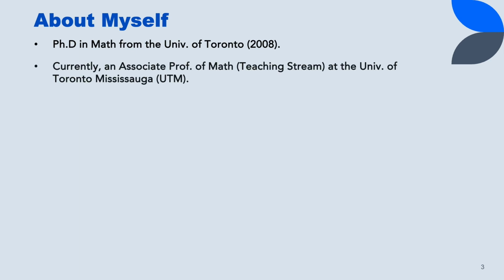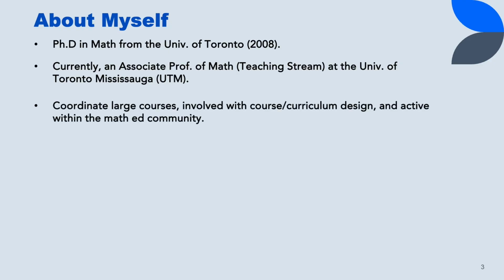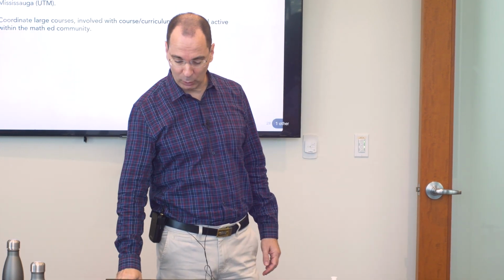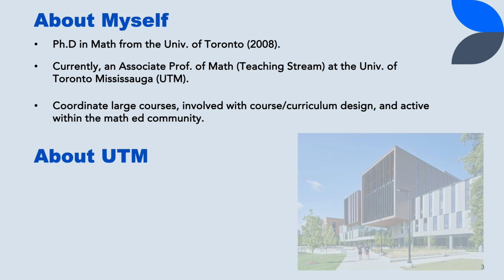So again, I'm going to start with a little bit about myself. I completed my PhD in mathematics in 2008. I currently work as an associate professor at the University of Toronto, Mississauga, which is one of the campuses. I'm a teaching stream professor, which means my work is more focused on teaching and pedagogy and curriculum design and so on. And what I do is I coordinate large courses. I am involved with curriculum design, as I mentioned, and I'm also active with other mathematical education projects within my school and outside.